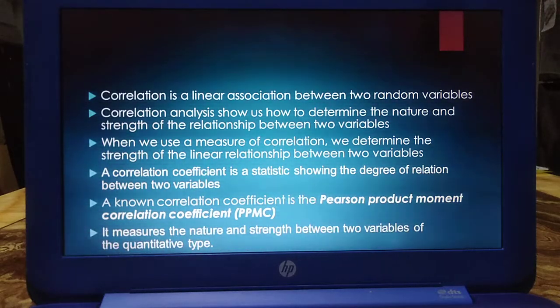It measures the nature and the strength of the relationship between two variables of quantitative type. For the nature, we'd like to determine if there is a positive relationship, a negative relationship, or no relationship at all. When we talk about the strength of the relationship, we're determining whether the relationship is strong or weak, or how strong or how weak the relationship is.